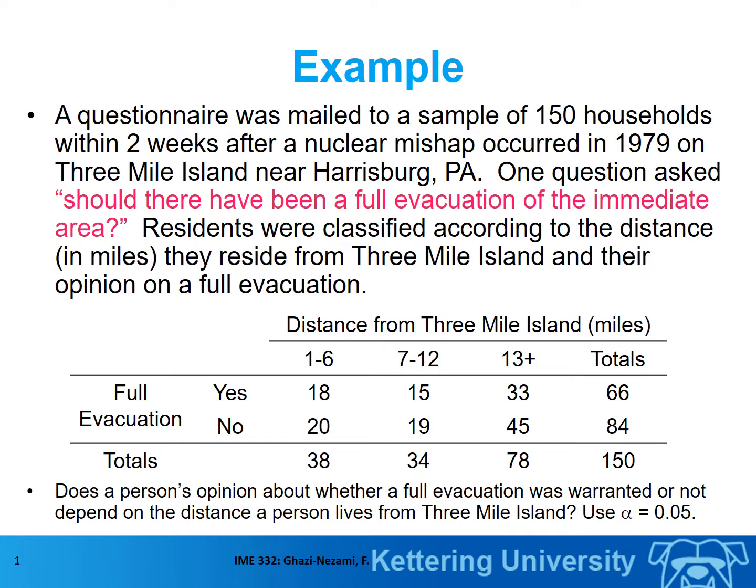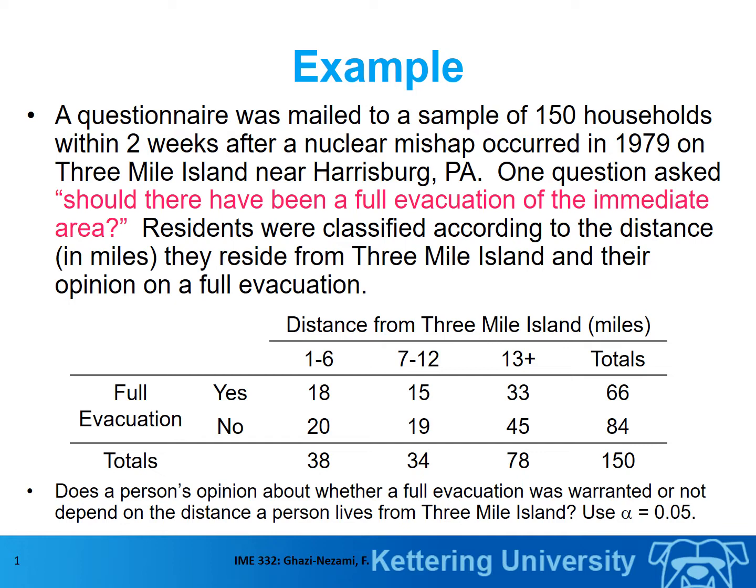So residents were classified according to their distance in miles from Three Mile Island, and their opinion on a full evacuation. As you can see, for full evacuation, we have two answers, yes or no. And based on the distance, I have categorized people into three categories: the people who live 1 to 6 miles, 7 to 12 miles, and more than 13 miles. The values you see in the table are the number of people in each group.